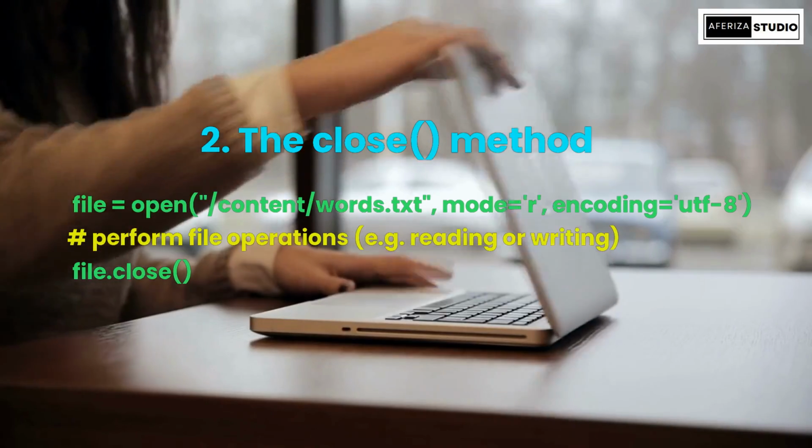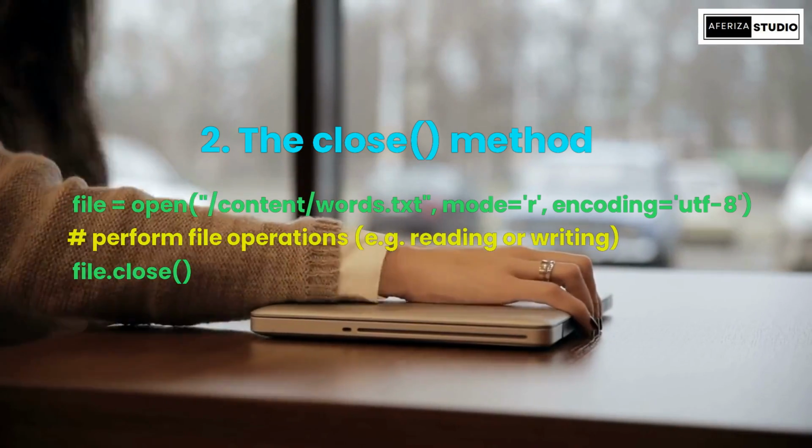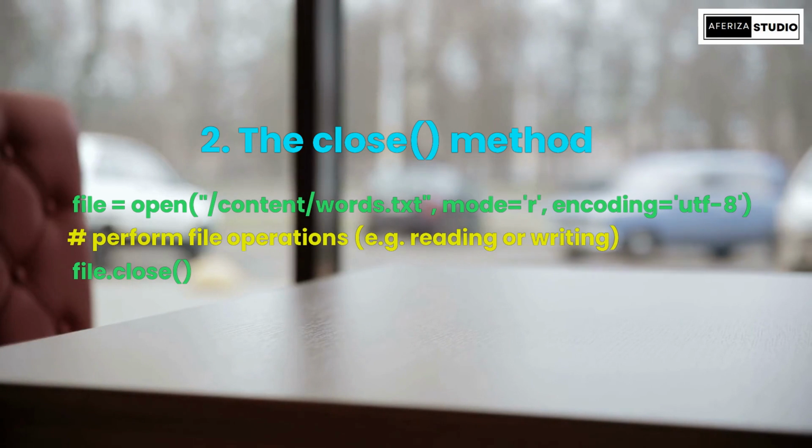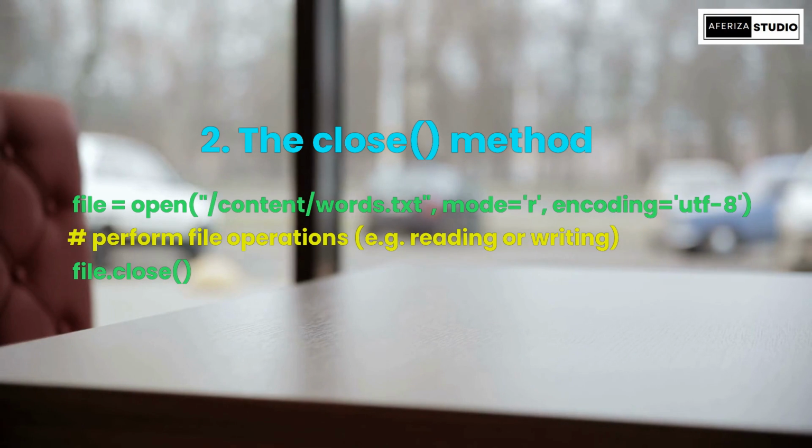Number 2 method. The close method. Closing a file in Python is a simple process. After you are done reading or writing to the file, you can easily close it using the close method.